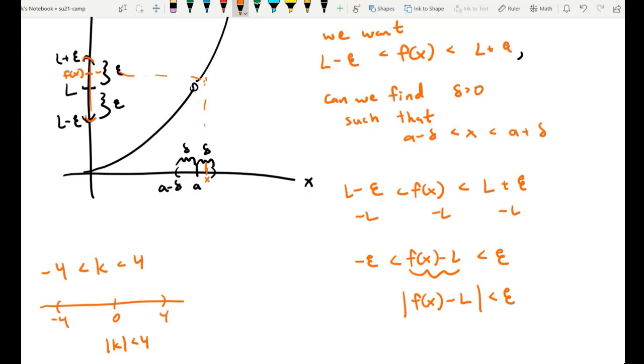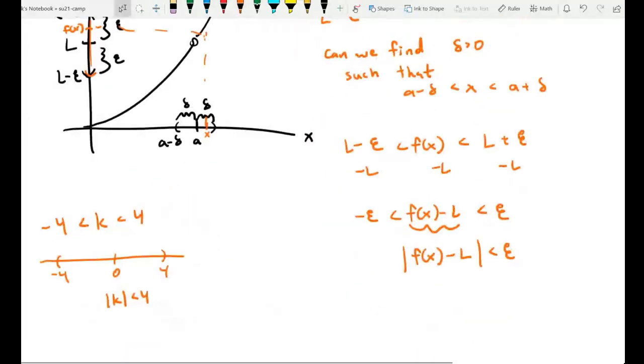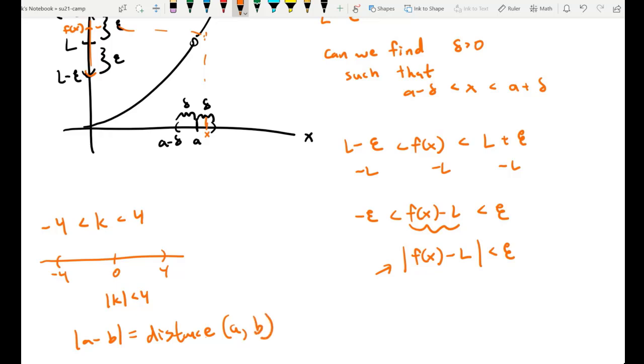Okay. And the mature way to interpret this absolute value is to say distance. The absolute value of a minus b really is the distance between two points on a number line. Distance between a and b. So what this is telling us is that the distance between f of x and the limit is less than this epsilon.